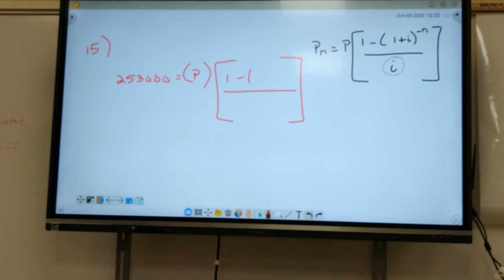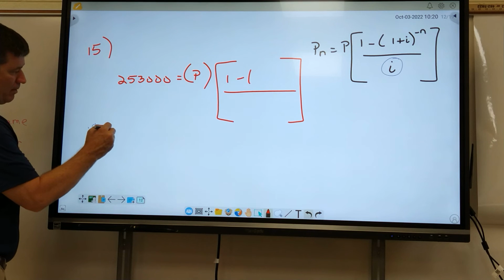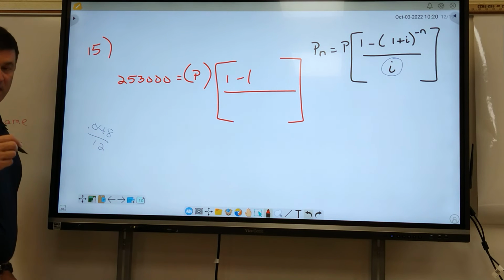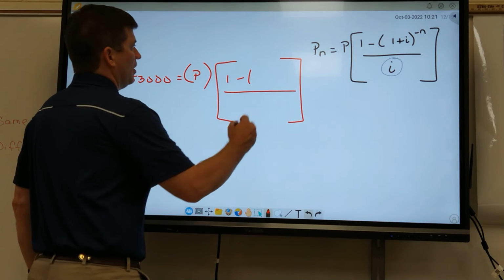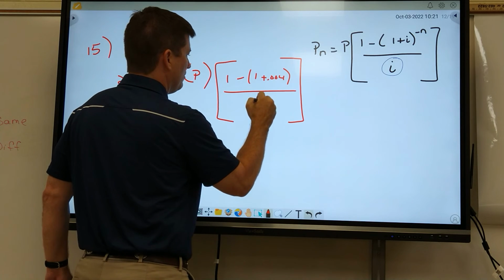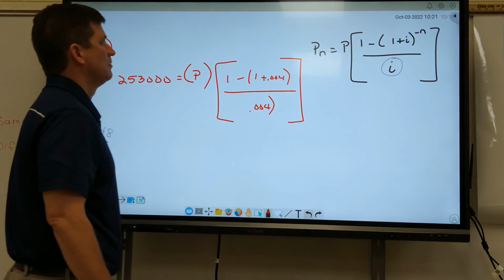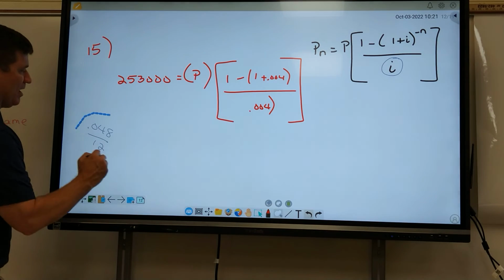Okay, so what's the interest rate in this problem? 0.048. All right, what do I do with that? I divide it by 12 because you make a house payment 12 times a year. So 0.048 divided by 12 is 0.004. I put that here and I put it on the bottom. So that's one thing we got to make sure that we remember is divide your interest rate by 12.